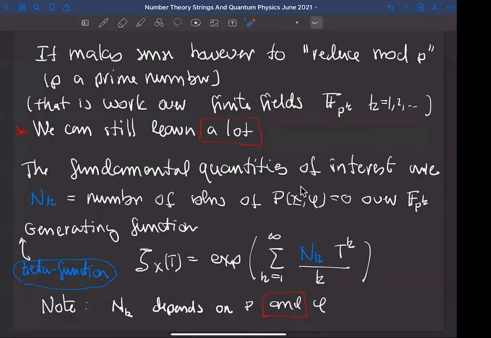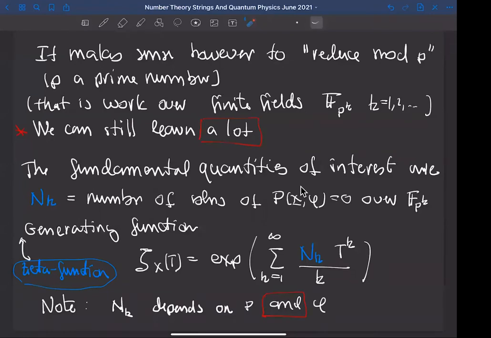So we can still learn a lot from this. The fundamental quantity associated to counting points over finite fields is this number N, which is the number of solutions, precisely the counting of solutions of this equation over a finite field. And there is a famous function that is the generating function for these numbers, called the zeta function, which is defined by this formula that contains the numbers here, and this is a formal parameter t. I don't say this on the slides often, but this number depends on the prime you have chosen, and it also depends on phi. It changes as you vary your parameters.